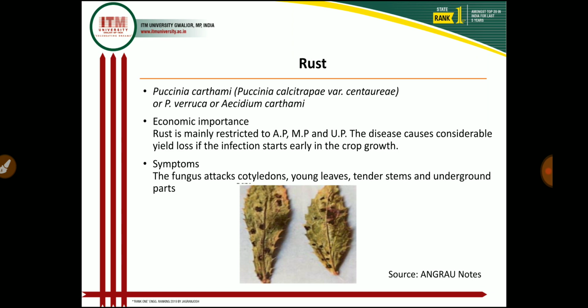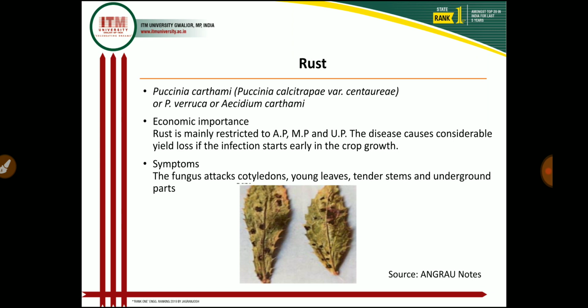In symptoms, the fungus attacks cotyledons, young leaves, tender stems, and underground parts. And as you know, the most important symptom of a rust pathogen is that it produces red or orange colored pustules on the lower surface of the leaf, and later in severe infection these pustules are also present on the stem as well as the flowering parts. So infection of the cotyledon is seen as yellow discoloration accompanied by drooping and wilting, and the pustules, that is uredosori, are chestnut brown in color, erumpent, and scattered throughout the leaves. Later in the season, black teliosori are formed on the same spots.